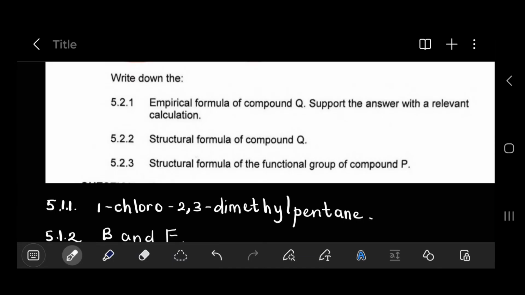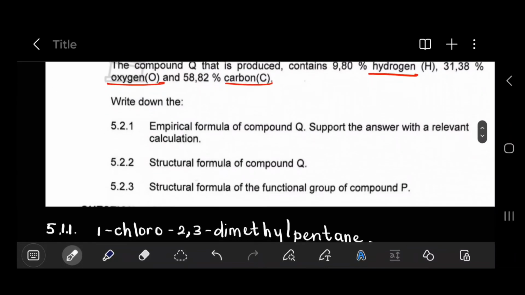Now 5.2.3 says the structural formula of the functional group of compound P. So remember, compound P was a carboxylic acid. This is what the structural formula of the functional group of the carboxylic acid looks like. You've got the carbon that has the double bond oxygen, the single bond OH, and remember it has to have 4 bonds around itself. So this is the carboxyl group.